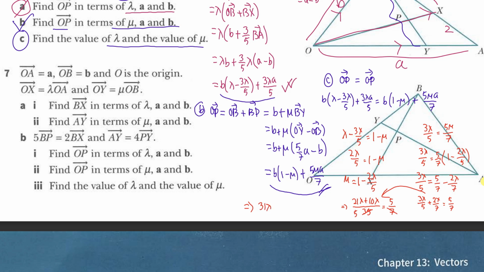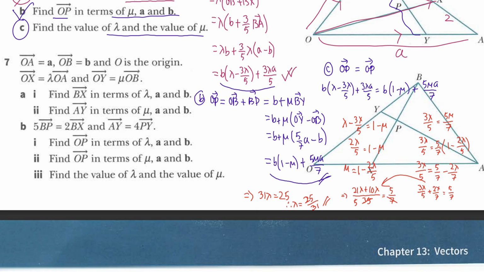I'm not sure the answer is correct or not, but this is the procedure. Equals 5 into 5 is 25, and we find the lambda. Therefore we can write lambda equals 25 by 31. It's a huge working. Manually, I got it like this. If I made any mistake in my calculation, please write on the comment box so that I can correct myself.